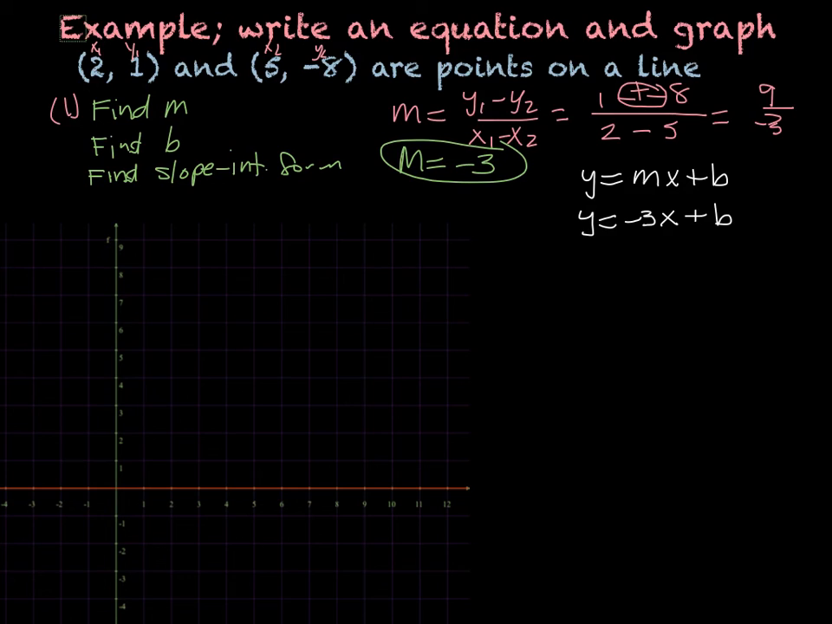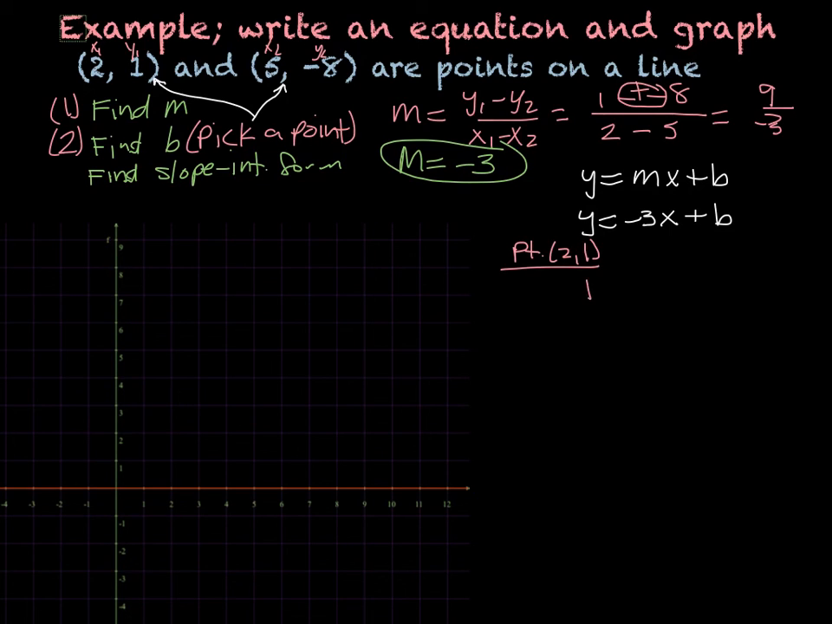To find b, step 2, pick a point and put it in. Now, it has to be one of the points you are given. Either one of them will work, so usually use the one with the smaller numbers, it tends to be easier. So, to find my b, I'm going to pick the point 2, 1. You don't have to pick that one, that's just the one I'm going to use.